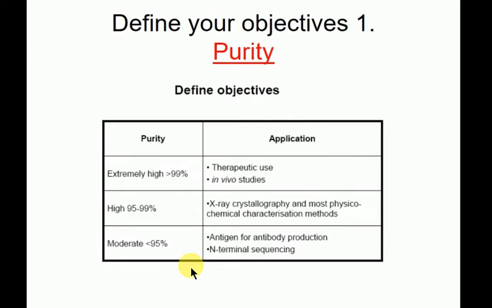Then we get into the more biophysical characterization. So if you want structural studies, NMR, crystallography, you need to get up to the high. So the higher the better. So 95% here wouldn't be so good. 99 is more what you're aiming for.